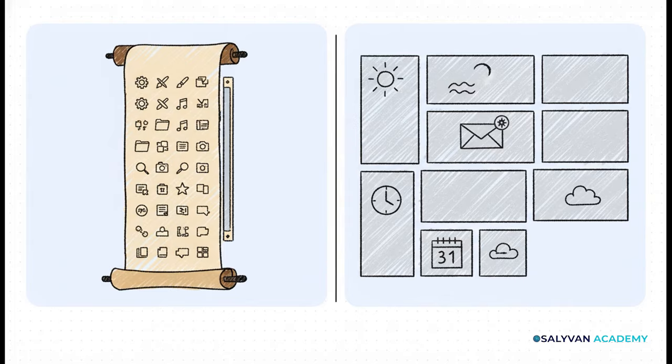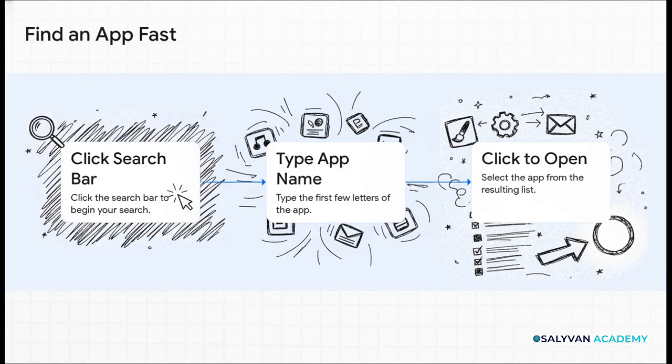When you open the Start menu, you'll see it split into two parts. Over on the left is a simple A to Z list of every single app you have. But the right side is a bit more dynamic. These are your live tiles. You can customize them with your favorite apps, and some will even show you live info, like the weather or new emails, right at a glance. But the absolute fastest way to open anything is just to use the search bar. Just click it, start typing the first few letters of whatever you're looking for, and it'll pop right up. One click, and you're in. It really is that simple.